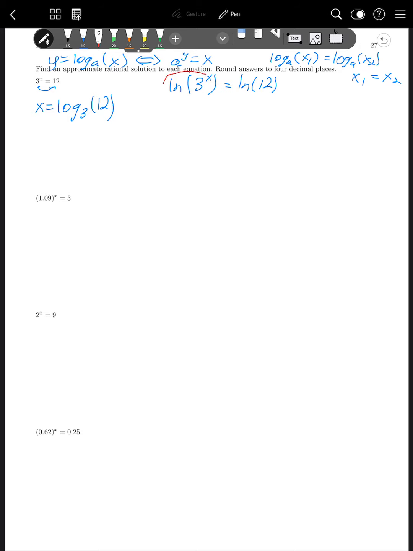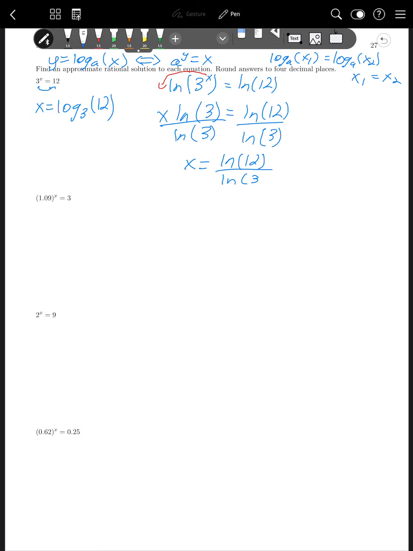Right, so this x can come out here in front. So this would be x times the natural log of 3 equals the natural log of 12. And then we can divide both sides by the natural log of 3. And so this ends up being x equals the natural log of 12 divided by the natural log of 3. And what we can see is in both these examples, we get the same answer.